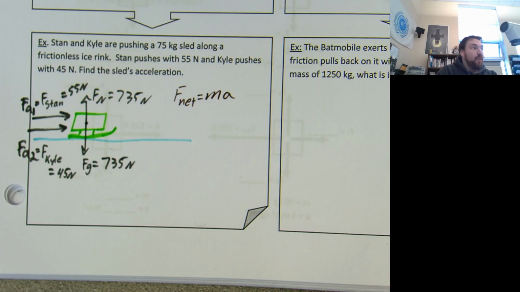My question was, what are the forces acting in the direction of motion? Which way is the sled going to go? To the right. So what forces are acting left, right? According to my diagram.